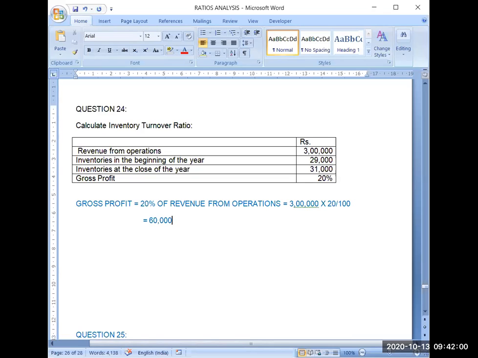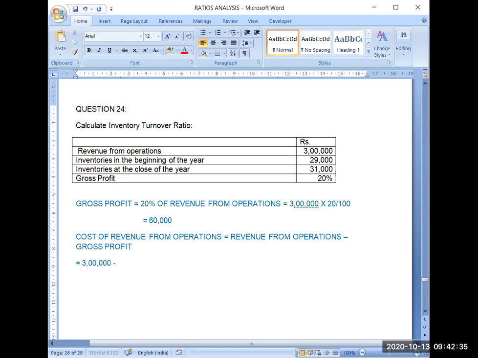So now you know your gross profit. That's why you will be able to calculate cost of revenue from operations. Cost of revenue from operations is equal to revenue from operations minus gross profit. So it will be 3 lakh minus 60,000. So your cost of revenue from operations will be 2 lakh 40,000.